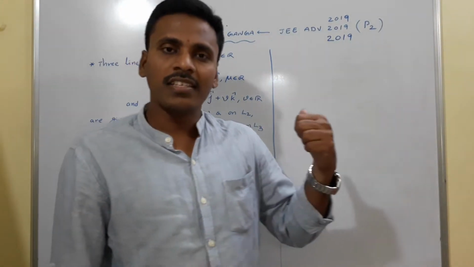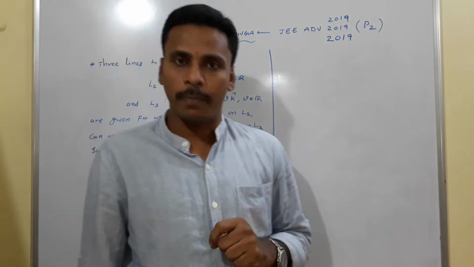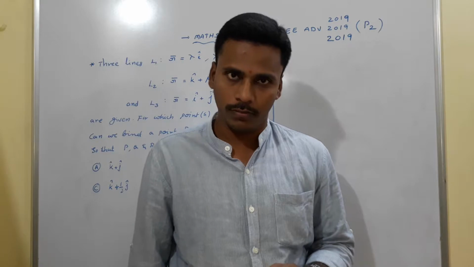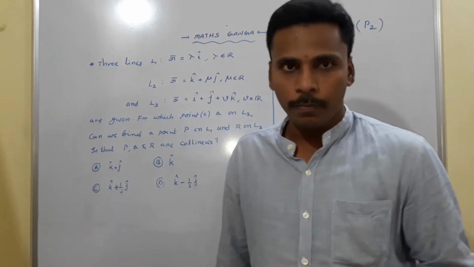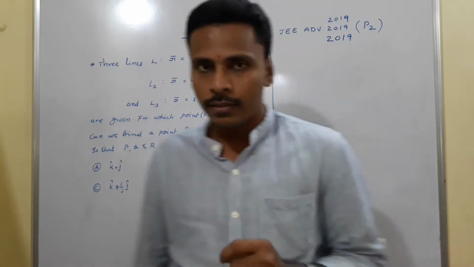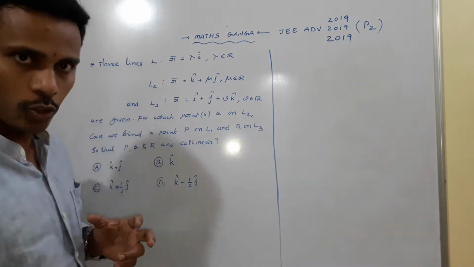Hello friends, this is another easy one from JEE Advanced 2019 paper 2, a more-than-one-answer type question. This question is from three-dimensional geometry, but it is given in vector notation. There are three lines in this question.